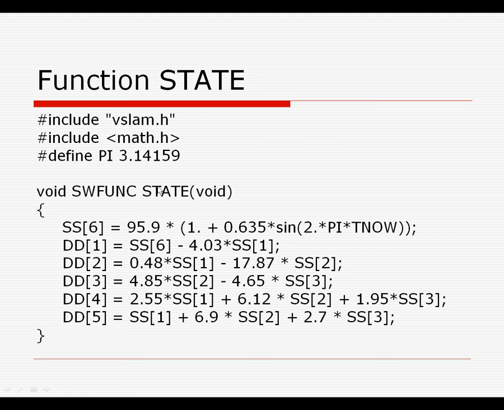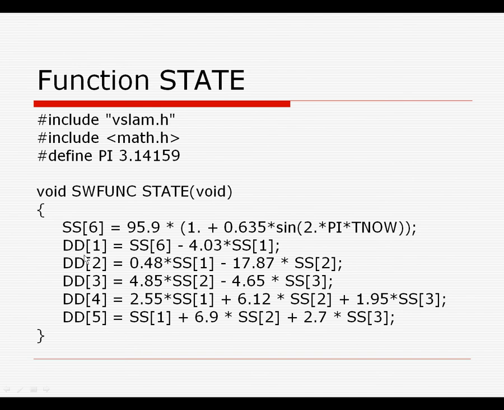So function state looks like this. You'll need a vslam.h statement for include. You also include the math.h library, which is standard with C, and any other variables. We're going to define pi here as part of the sine wave calculation. So we've numbered 1 through 5 DD equations, and then SS6 is put first since it's independent of any other state variable. After that, DD1 is a function of SS6 and SS1, and so forth.